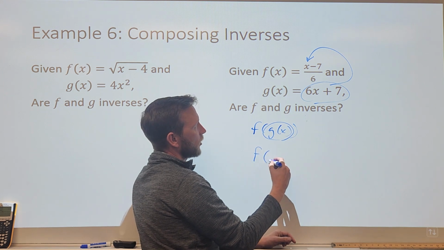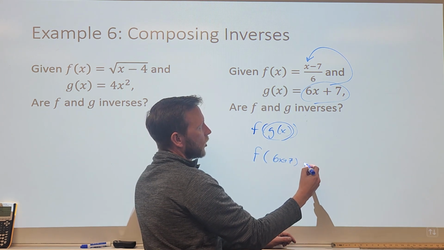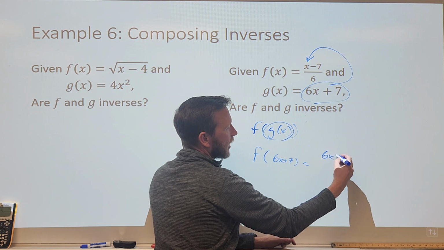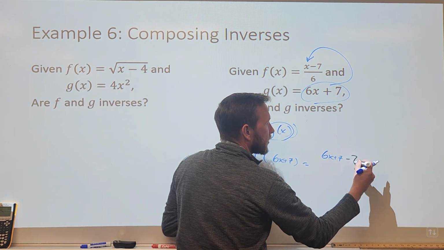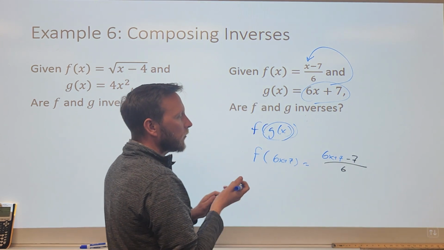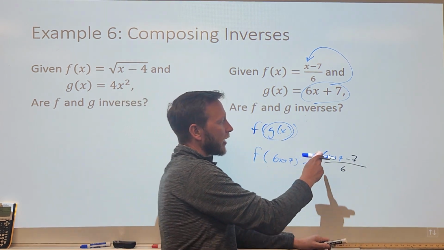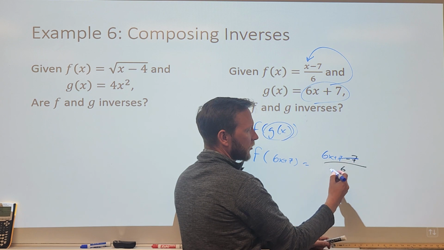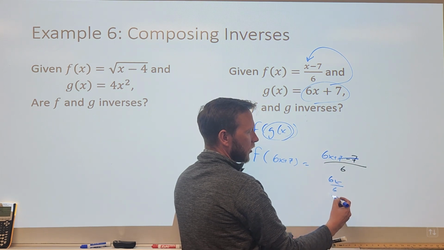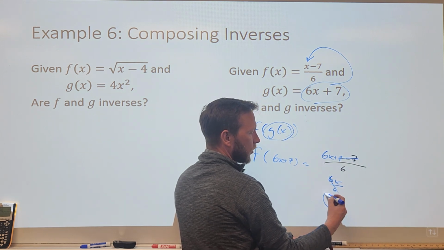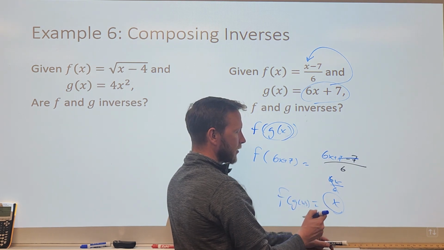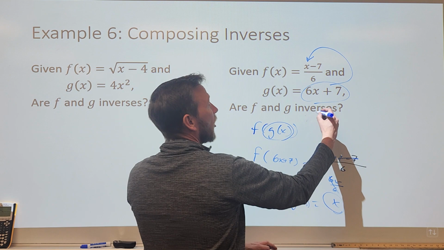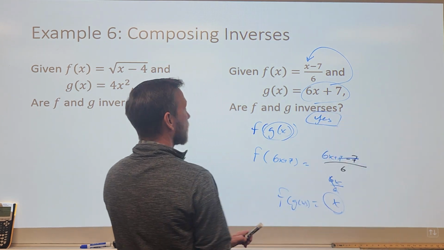I'm going to have f of 6x plus 7, which means I'm going to have 6x plus 7 in the numerator, and then I have minus 7 over 6. Now if I do that, then I have 6x plus 7 minus 7. These are going to cancel out. I'm going to be left with 6x over 6, which those then cancel out. I'm just left with x. So f of g of x is just x. These are inverses. Yes, they are.